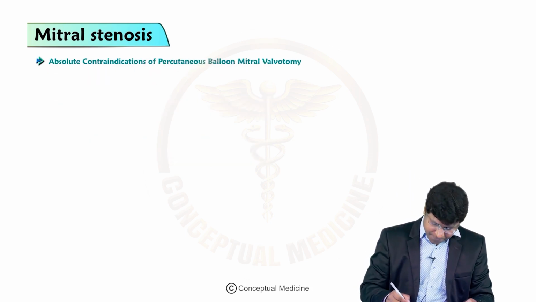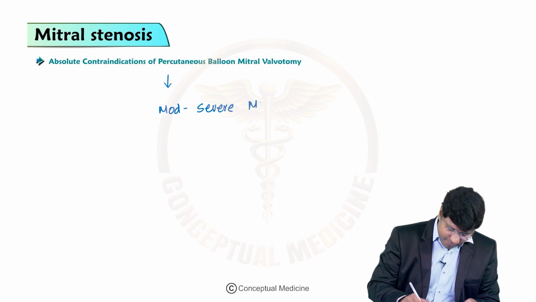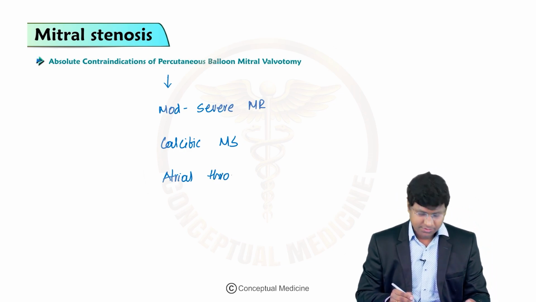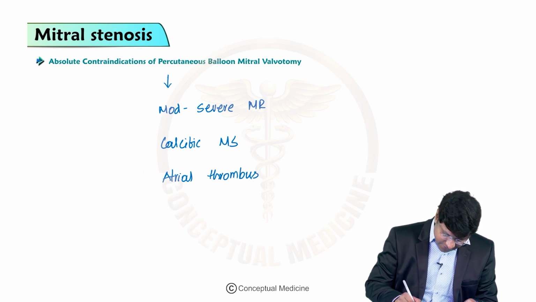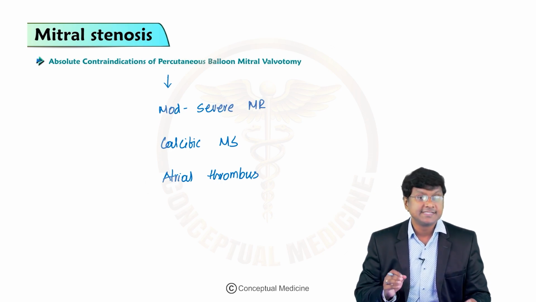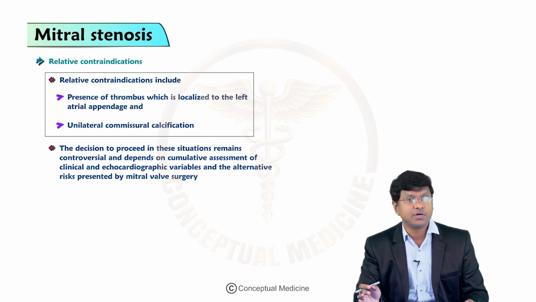These are the absolute contraindications for PBMV. What are those? Number one, moderate to severe mitral regurgitation. Calcific mitral stenosis, and the presence of atrial thrombus secondary to atrial fibrillation. So these are the absolute contraindications.